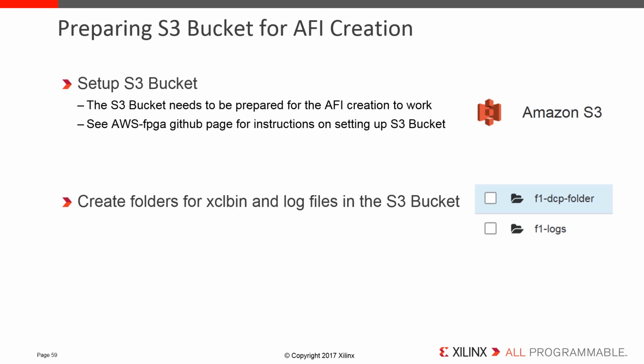Let's quickly review some prerequisites for the AFI creation to work. Before you can execute the commands to create the AFI, you will need to have an Amazon S3 bucket set up in your AWS account. You can find detailed instructions on setting up the S3 bucket on the AWS FPGA GitHub page. Within this S3 bucket, you'll need to create 2 folders: the DCP folder for the XCL bin and the logs folder for the generated log files. With this setup in place, we are now ready to create the AFI.